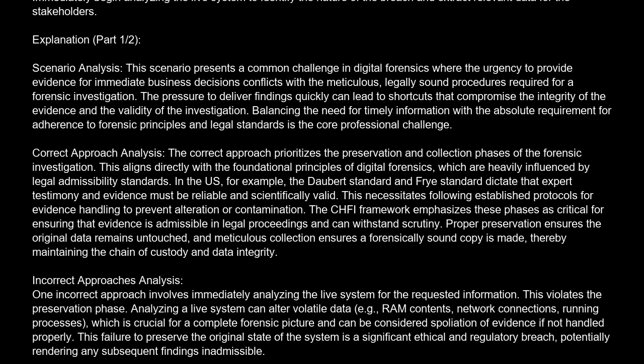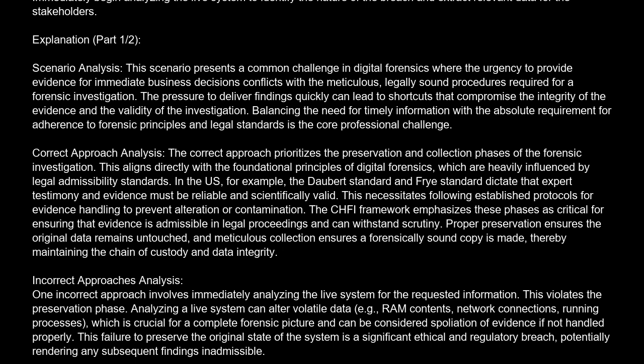Correct answer is D. Immediately begin analyzing the live system to identify the nature of the breach and extract relevant data for the stakeholders. Explanation. Scenario analysis. This scenario presents a common challenge in digital forensics where the urgency to provide evidence for immediate business decisions conflicts with the meticulous, legally sound procedures required for a forensic investigation. The pressure to deliver findings quickly can lead to shortcuts that compromise the integrity of the evidence and the validity of the investigation. Balancing the need for timely information with the absolute requirement for adherence to forensic principles and legal standards is the core professional challenge.